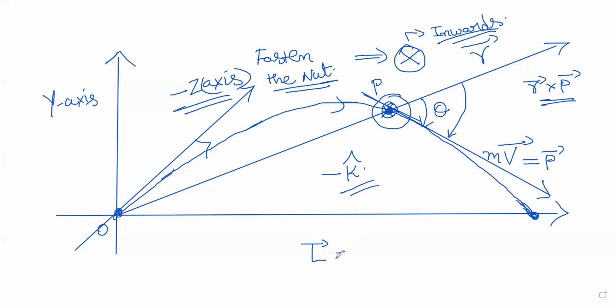The angular momentum we got is negative half m u g cos theta multiplied by t square k cap. This is what I want to explain to you in this video, and you can find the angular momentum at each and every point. It's possible. So this is how we solve the problem.